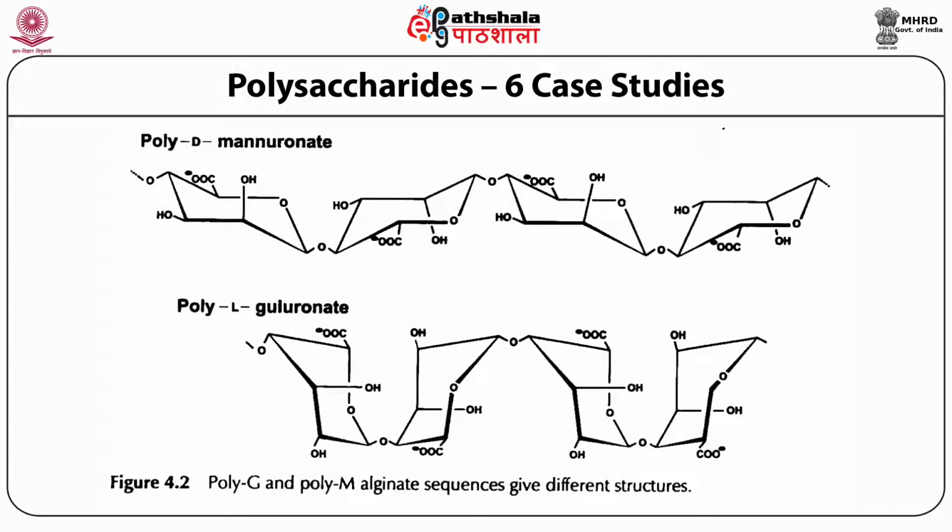The structure was explained by poly D-mannuronate. The mannose unit having a carboxylic group at C6 will give you this complex structure. Similarly, poly L-guluronate, having the glucose unit with the acid group at the C6 position, will give the poly D-guluronate. The structure may be very complex.